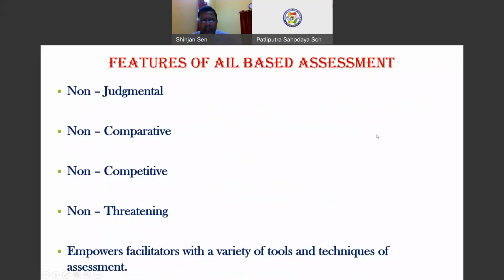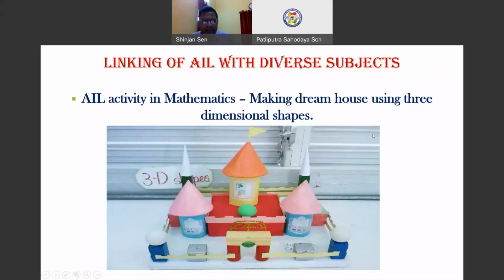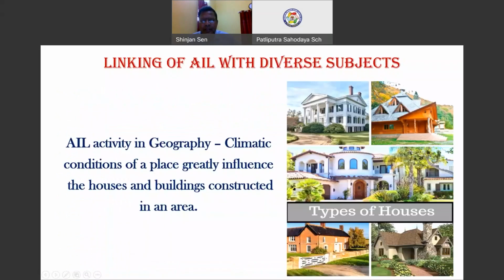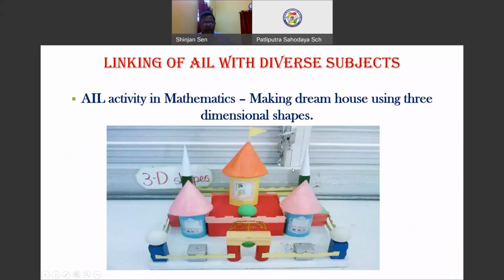And we can use art forms for various subjects, like for mathematics, we can use various shapes of mathematical figures, and we can use them for making a beautiful dream house. Like we have cones and cylinders and spheres and cuboids and cubes, and children will learn this as well as they will also create this.